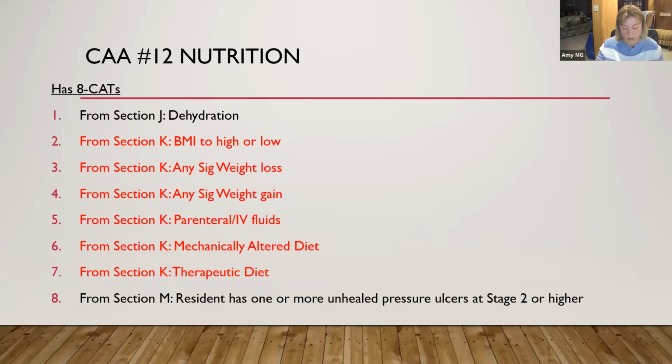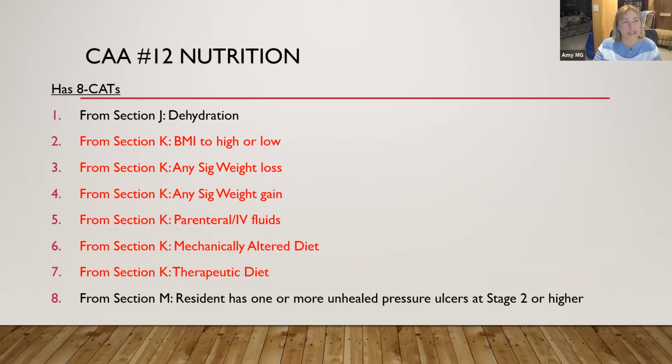So there are 20 care areas, and hopefully not all of those trigger. That would be a lofty situation. But CAA number 12 on nutrition has 8 CATs.